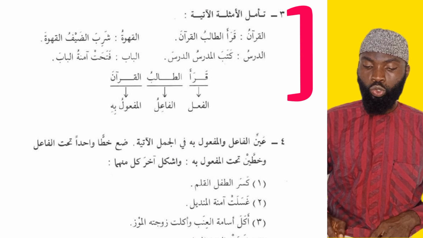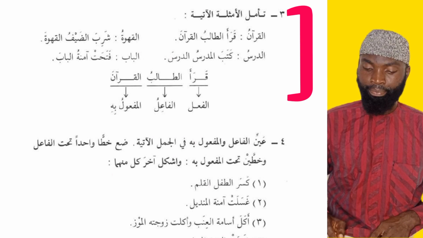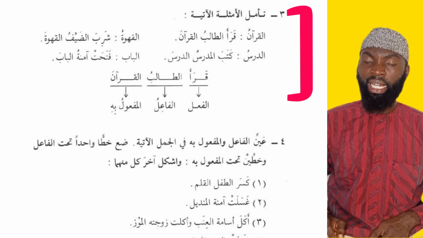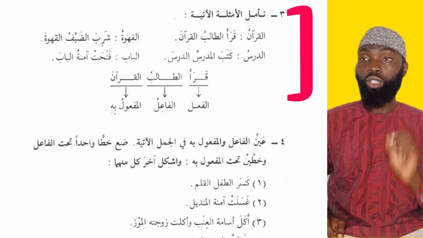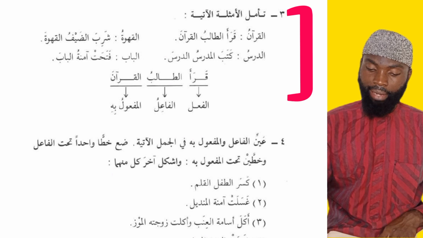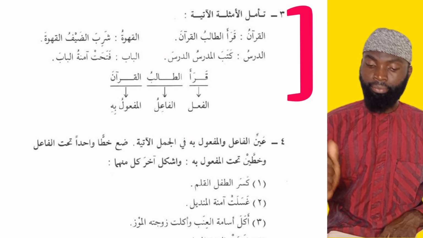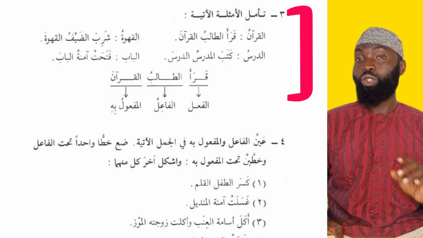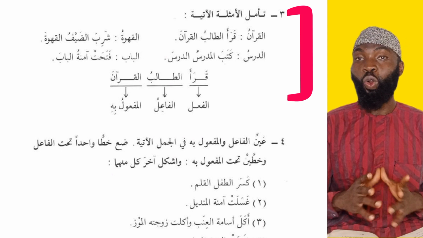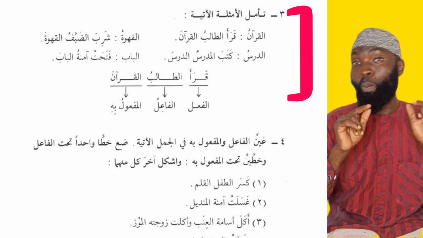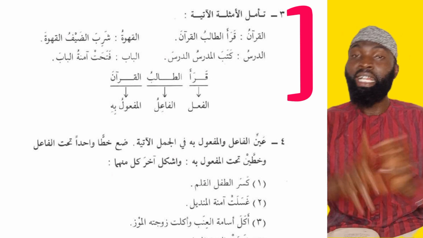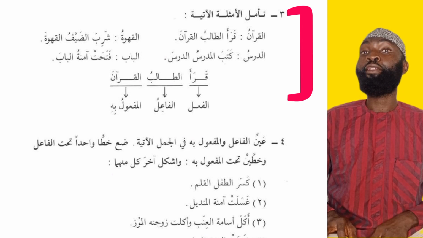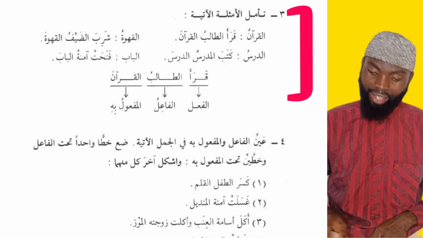And next we have ad-darsu. That is kataba al-mudarrisu ad-darsa. The teacher wrote the lesson. So we can see al-mudarrisu is carrying damma, while ad-darsa is carrying fatha. Check. Now we have al-baba. Fatahat Aminatu al-baba. Amina opened the door. So Aminatu carries damma because it is the subject of the sentence, the fa'il. While al-baba is coming as the object of the sentence, the maf'ul bihi. Therefore, it is required to carry fatha.